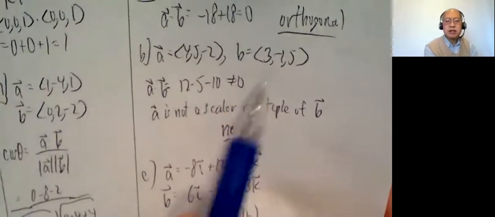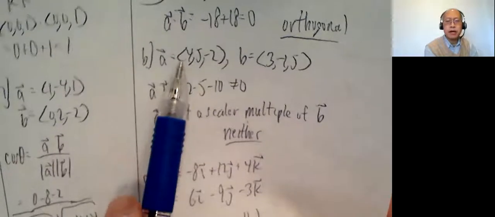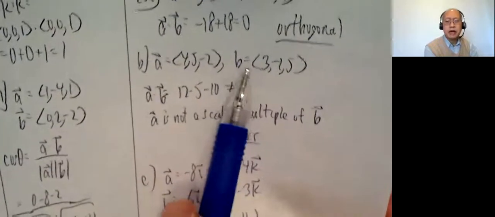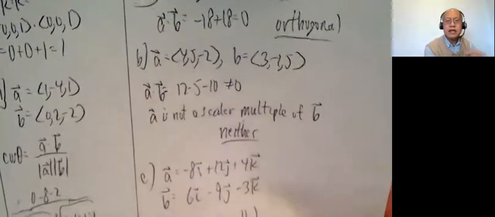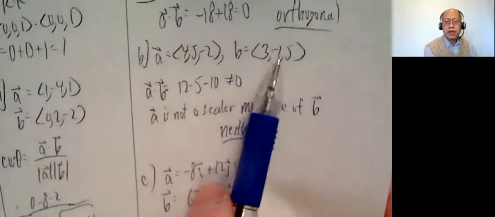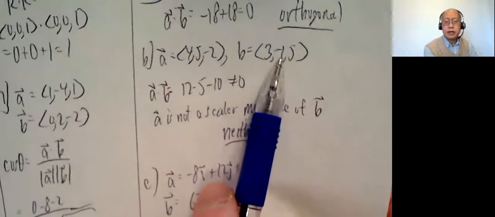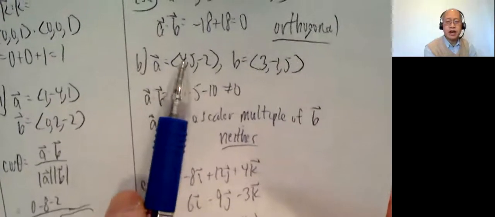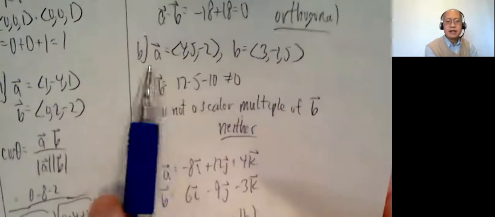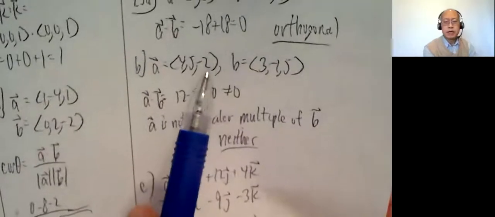And A is not a scalar multiple of B. In other words, you can't multiply vector A by something to get vector B. An easy way to check that is to go from -1, look at the y component, -1 to 5, you multiply by -5. But -5 times the other component isn't that, so that's not going to work.